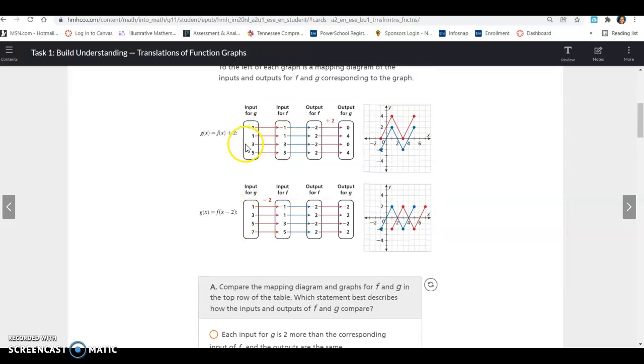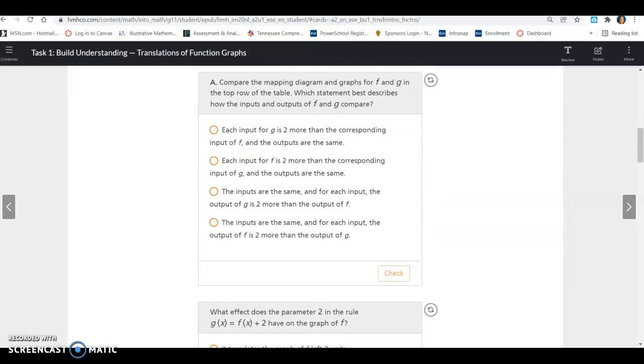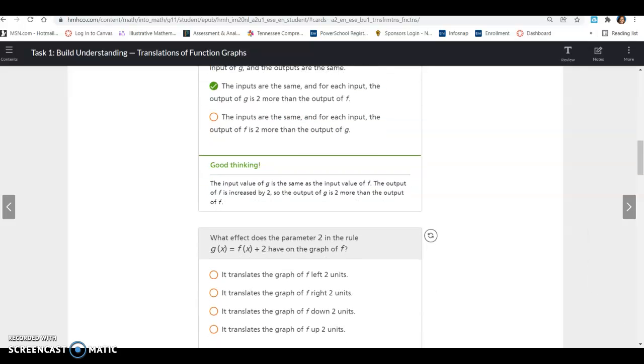The inputs are the same, but the outputs are different. All right, so the inputs are the same, and for each input, the output of g is 2 more than the output of f. So that is the correct one. And this one probably just reverses f and g. But if you remember, f is the original function, g is the transformation.